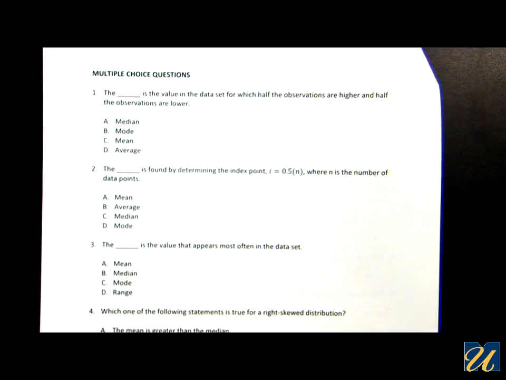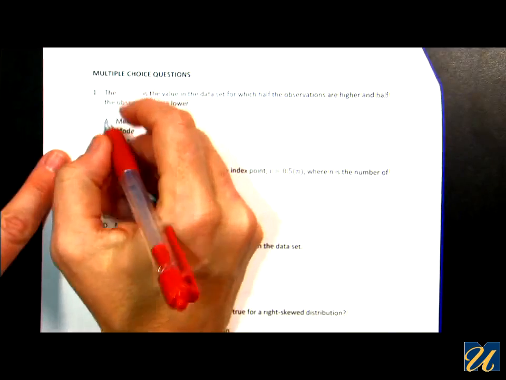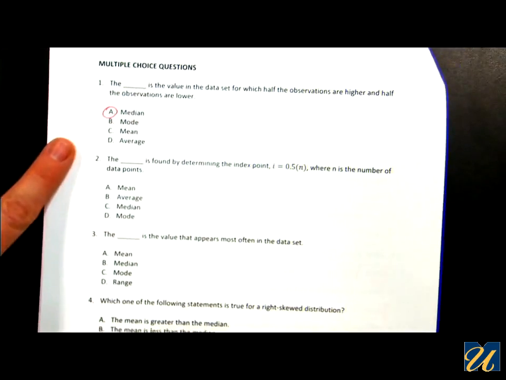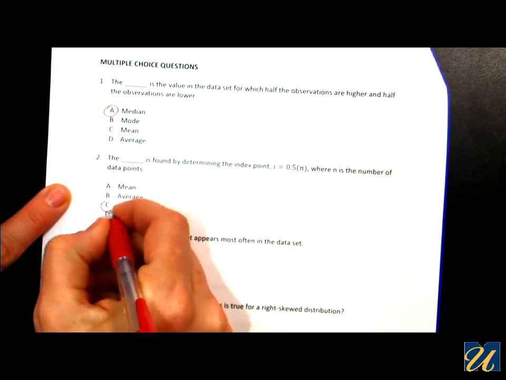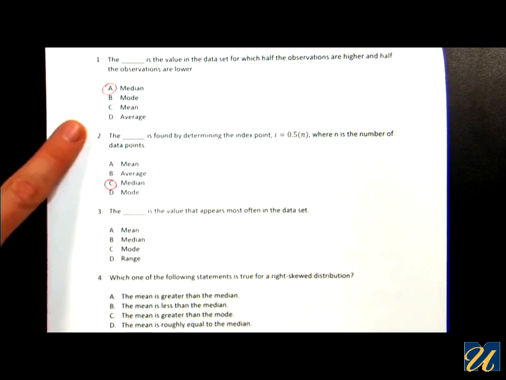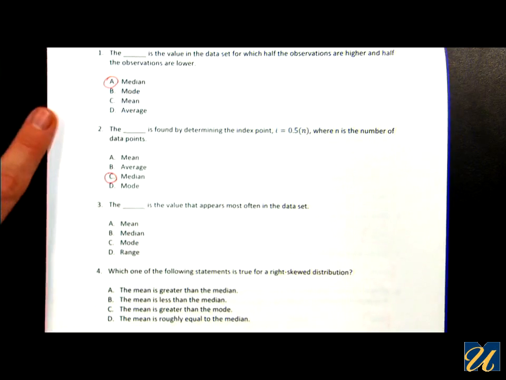Let's look now at the multiple choice questions. The what is the value in the data set for which half the observations are higher and half the observations are lower? This is the definition of the median. The what is found by determining the index point i equal to 0.5 times n, where n is the number of data points? This is again the median. The median is the 50th percentile. 50% of your data is above and 50% is below that value.